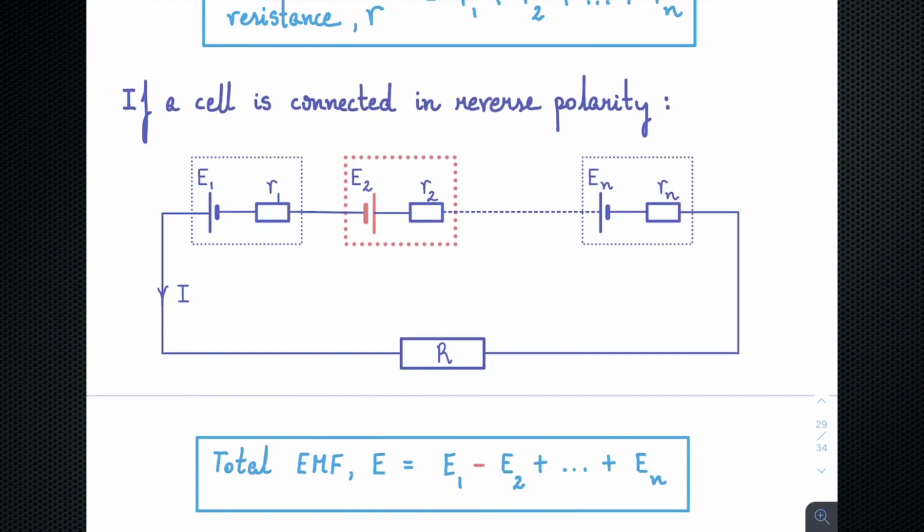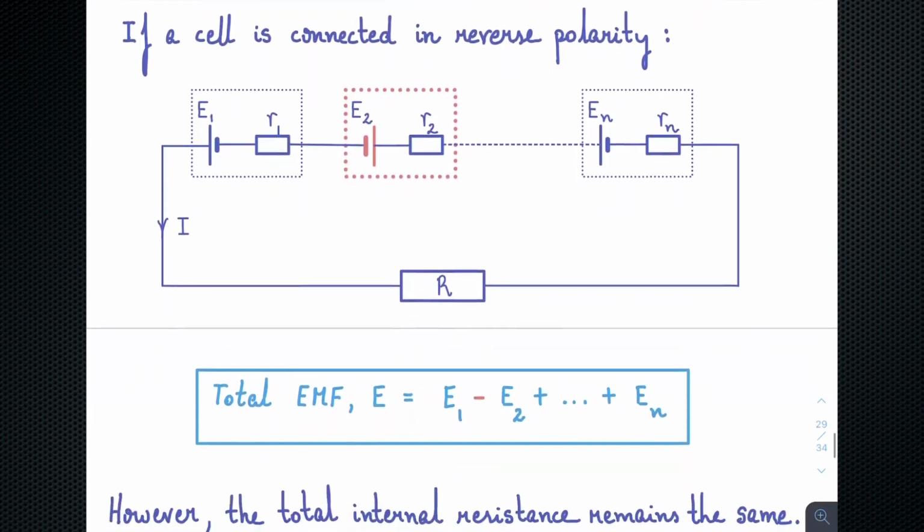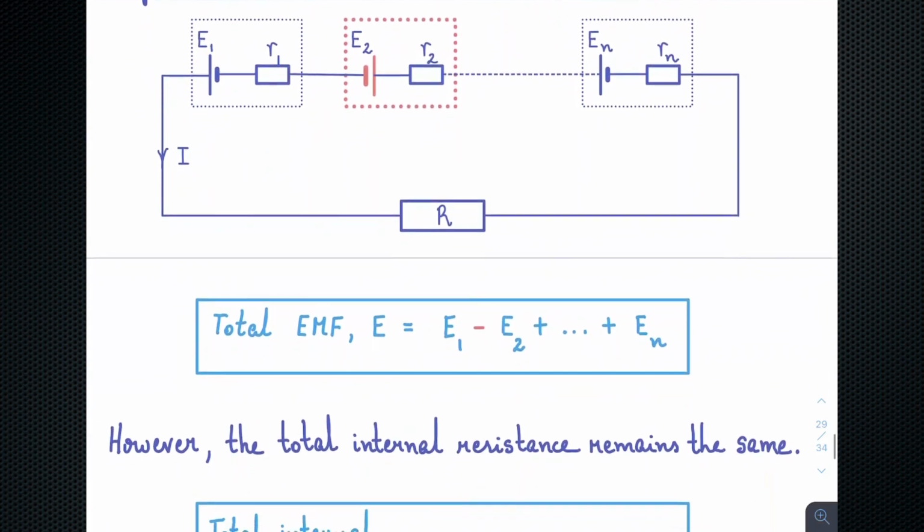However, you must note that the total internal resistance remains the same. And this is because, with regards to resistance, polarity direction is irrelevant. So the total resistance is still R1 plus R2 plus up to Rn.